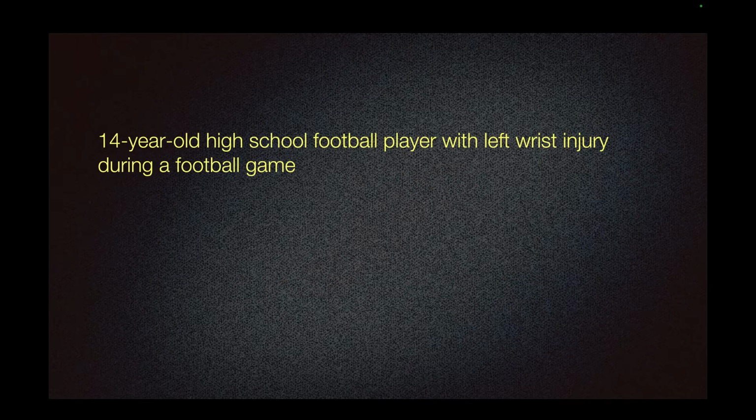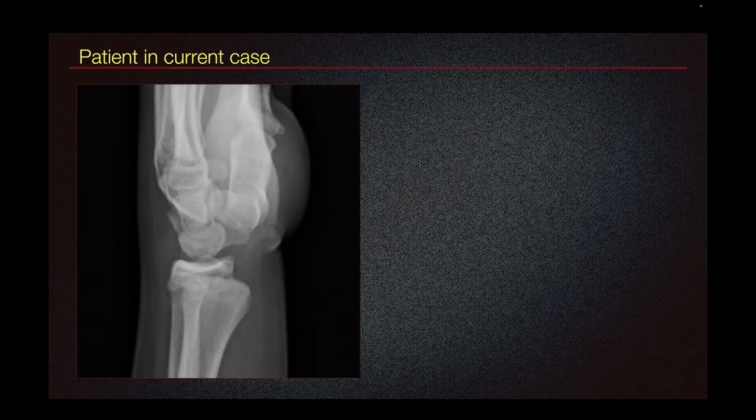We have a 14-year-old high school football player with left wrist injury during a football game. In this zoomed in lateral radiograph of the wrist, this is distal radius, this is distal ulna. We can see that the epiphysis of the distal radius has shifted posteriorly.